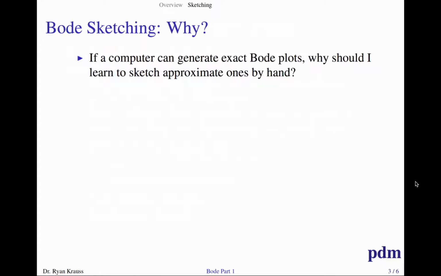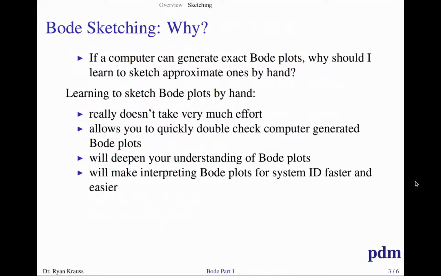So why do I think it's important for you to learn how to sketch Bode plots by hand, particularly when computers can generate them automatically? I think my students can anticipate some kind of comment about me being old and grumpy and not trusting computers. But I think the bigger issue is a couple of things.